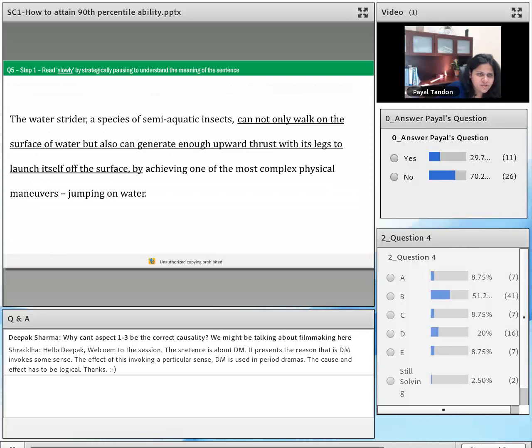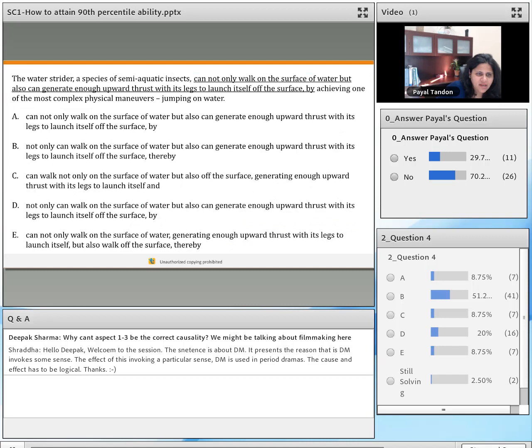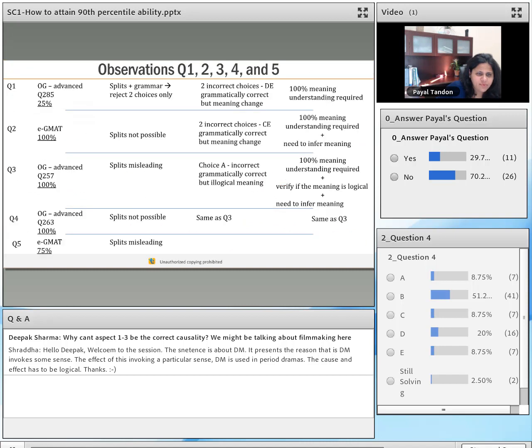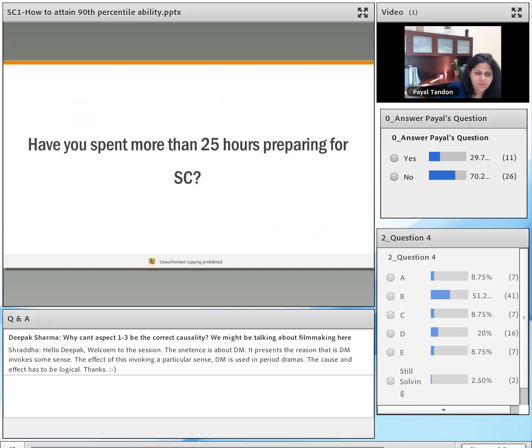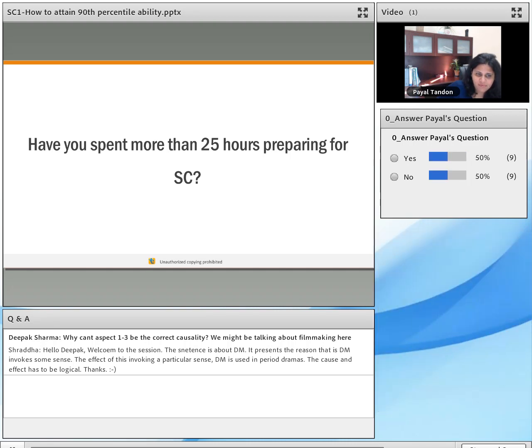We have this question too. I think I'm going to be skipping this question, and I'll give it to you to practice at your own convenience. But I want to make sure that I tell you how you should be preparing for your test. If you've spent more than 25 hours preparing for SC, how many of you have spent more than 25 hours preparing for SC?